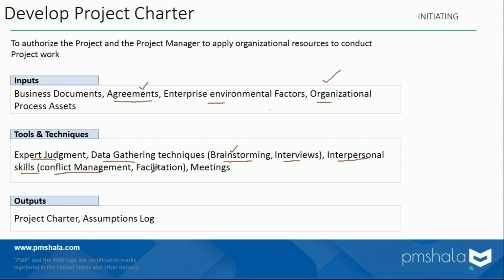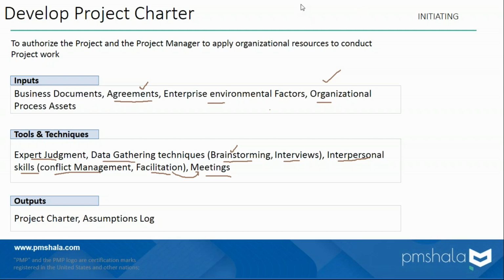Now facilitation is again a very general interpersonal skill to moderate brainstorming sessions, to moderate meetings as well, which is another tool and technique here. PM would apply facilitation skills to basically lead these sessions to closure. Fruitful results come out of that. So facilitation is a very general skill that can be used. So these are known as interpersonal skills. They're used everywhere, including here. So if you look at the tools and techniques, we don't really have some strong, hard tools as such. These are very general techniques that are employed in many processes.